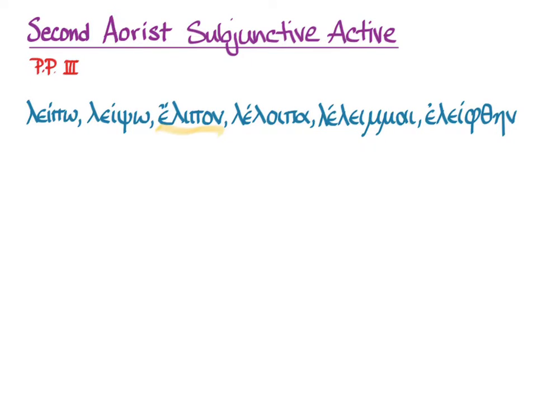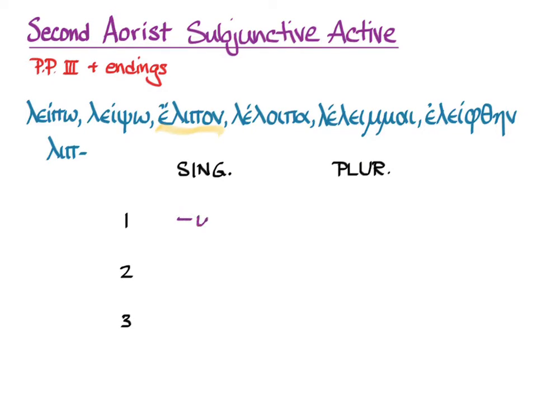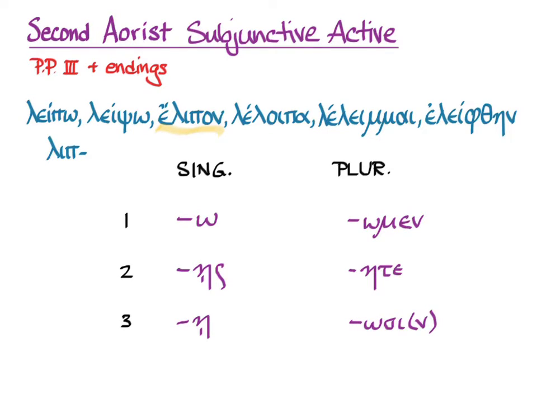We'll have the third principal part, and we're going to need the unaugmented stem, because now we're not indicative. Now we're subjunctive, so we're going to take that augment off and leave our unaugmented stem, which is just lip. We're going to need endings, and here they are: o, ace, a, omen, eta, osi. So once again, you know these endings. You're simply applying them to a different looking principal part and understanding that you need to recognize these also as subjunctive active endings for the aorist.